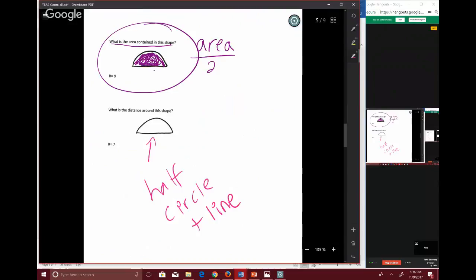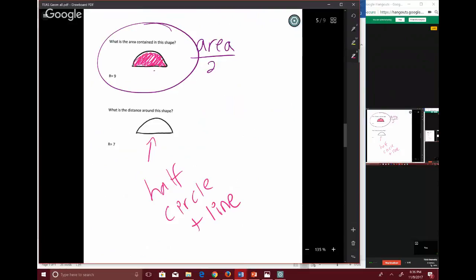Now you may be saying, well, so is the top one, right? True. The top one is also a half circle plus a line. But when we're doing a circumference, the lines that go around the outside matter. They are part of the distance around something. When you're doing an area, it doesn't matter that there's an additional line because the line is not in our answer. The space is in our answer.